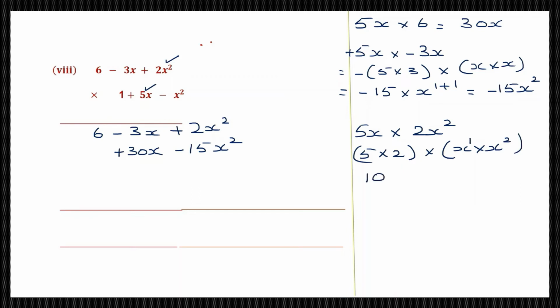So 5 2s are 10 into x to the power of 1 plus 2, which is 10x to the power of 3. So let's write it separately since we don't have a column. So this is plus 10x to the power of 3. So we finished with 5x. Now we are going to multiply with x squared, minus x squared and 6.